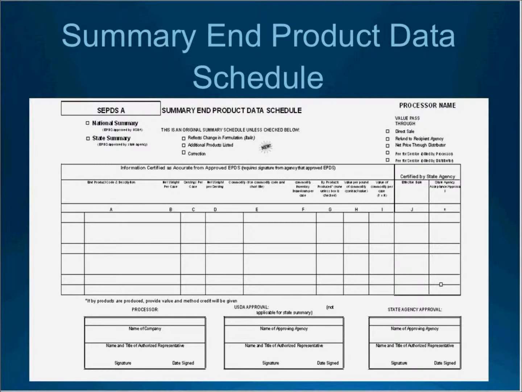This is a Summary End Product Data Schedule, or SEPDS. Each processor submits a Summary End Product Data Schedule for approval for every product it produces. The SEPDS contains useful information such as which USDA foods are used to make a finished end product, how many pounds of each USDA food goes into each case of an end product, and the number of servings per case. Schools may request this document from any approved processor. The SEPDS helps you determine the type and amount of USDA food to send to the processor to make a specific end product. The SEPDS also provides the USDA Foods credit you receive for each of the USDA foods diverted to the processor. We will show you a sample SEPDS and how to use it shortly.